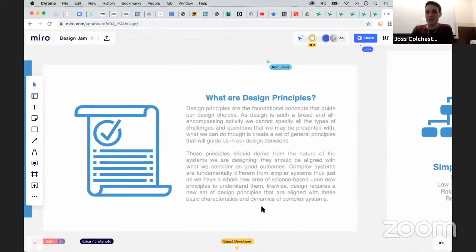Complex systems are fundamentally different from simpler systems. Thus, just as we have a whole new area of science based upon new principles to understand them, the whole complexity science thing requires new thinking to be able to understand complex systems. That's going to be the same for design. If we're trying to design complex systems, we're going to need very different ideas and principles. So systems design requires a new set of design principles that are aligned with these basic characteristics and dynamics of complex systems.